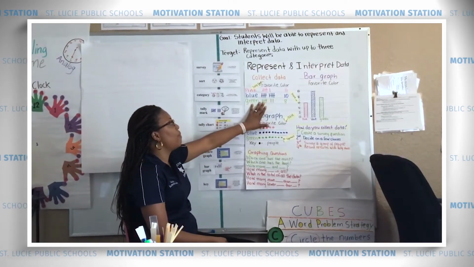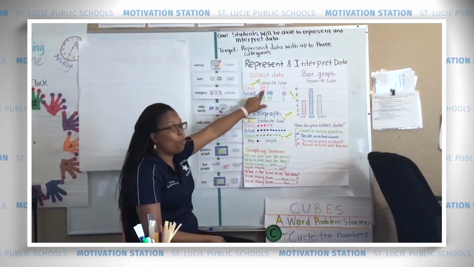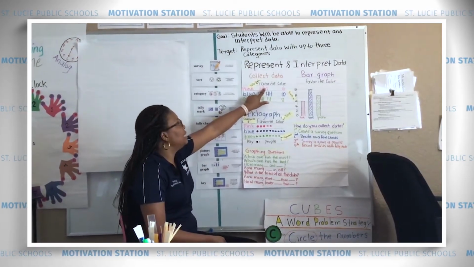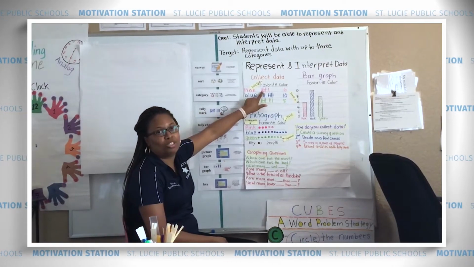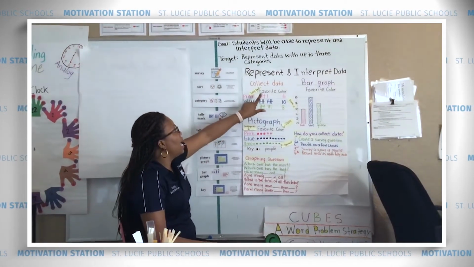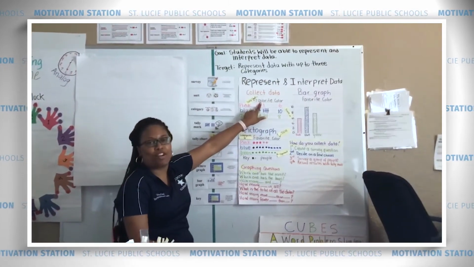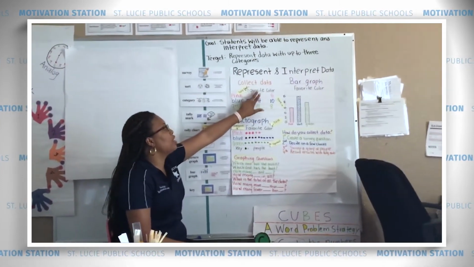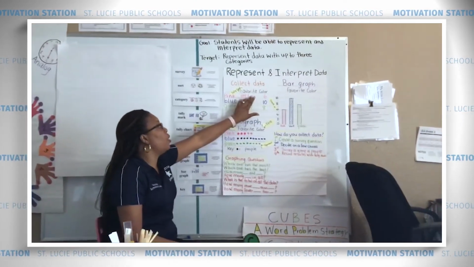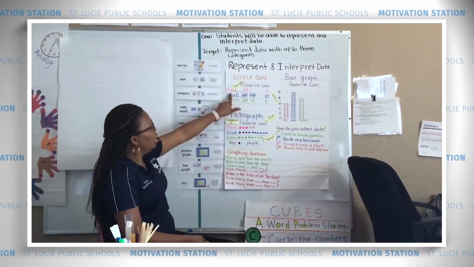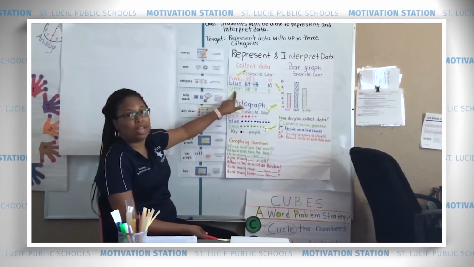A tally chart represents information using tallies. Each tally represents 1, and when you have 4 and you cross it, that becomes a set of 5, so you start counting by 5. So in this tally chart, the title is favorite color. We wanted to figure out the favorite color of some individuals. So our categories were pink, blue, and green.